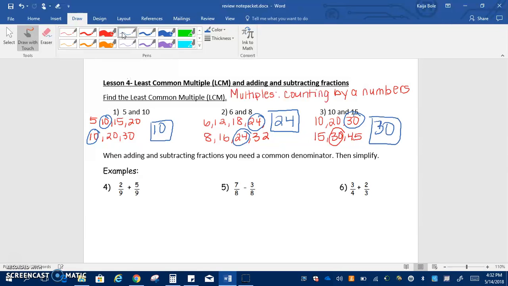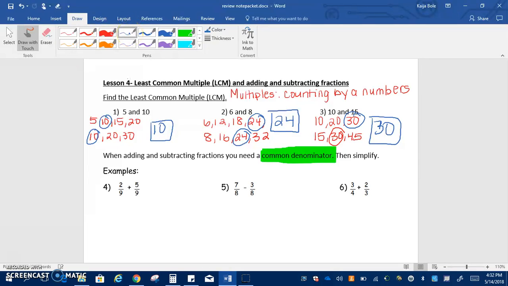Okay, so we're going to use those to add and subtract fractions. And it says when adding or subtracting fractions, you need a common denominator. Highlight it, circle it, do something with this. You need to remember this forever, that you need a common denominator.